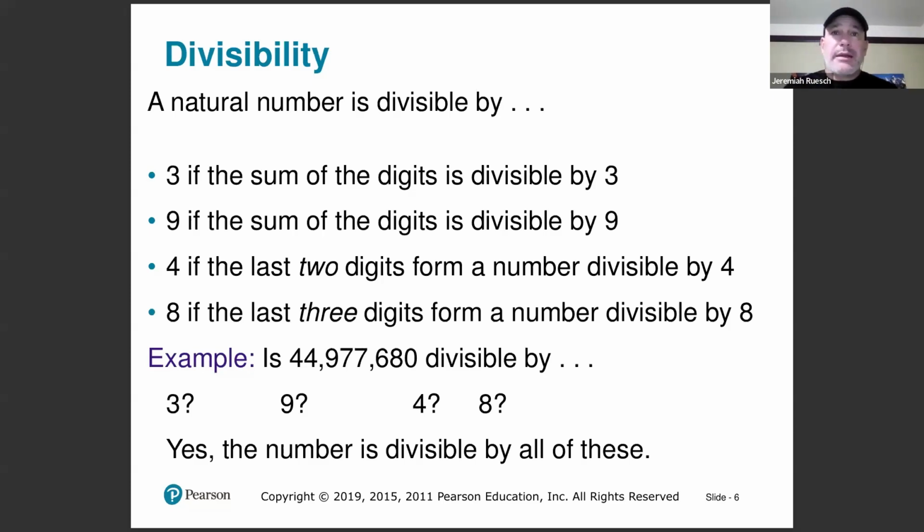If we look at the divisibility of the last two digits, 4 goes into 80, and so it's also divisible by 4. And then the last three digits, 680, 8 goes into 680. 8 goes into 68 8 times. That brings a remainder of 4, and dropping down the 0 brings a 40. And so 8 goes into 40, so it goes in evenly. So it actually goes into all of these numbers as well. Or sorry, 4 numbers. There are 4 numbers here.